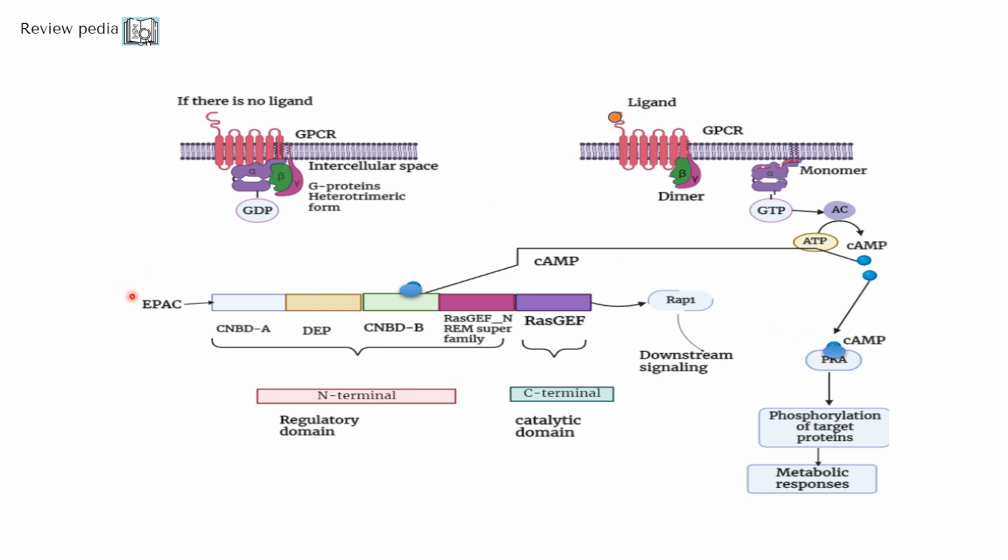And here, Epac is nothing but exchange protein directly activated by cyclic AMP. It has 5 domains, and this cyclic AMP is going to bind to the CNBD-B domain, and it is going to activate the catalytic part of this domain. And now this catalytic part is going to activate RAP1, which is from the RAS family, and now this is going to activate the downstream signaling pathways. I'll be covering the detailed part of this Epac in the next video, so please do watch it.